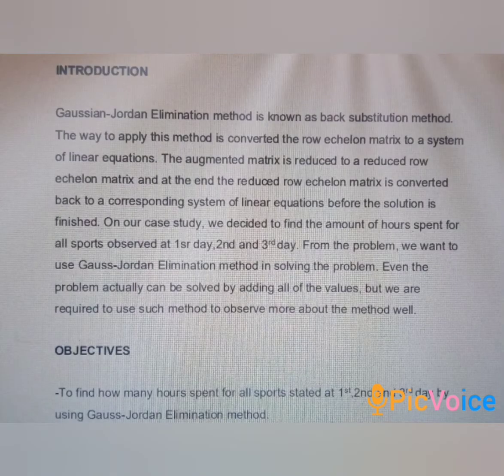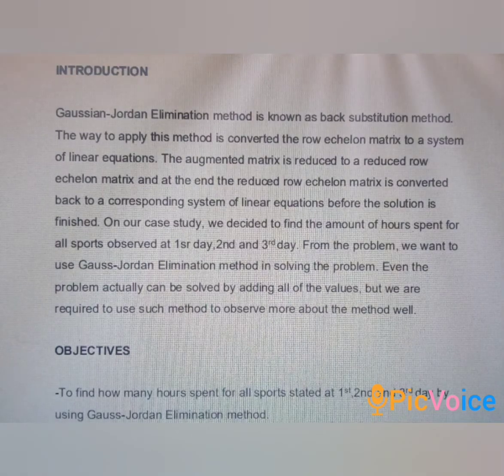First, for introduction, the Gauss-Jordan elimination method is known as the back substitution method. The way to apply this method is to convert the row echelon matrix to a system of linear equations. The matrix will be reduced to a reduced row echelon matrix, and at the end, the reduced row echelon matrix will be converted back to a corresponding system of linear equations. Then the solution will be done.